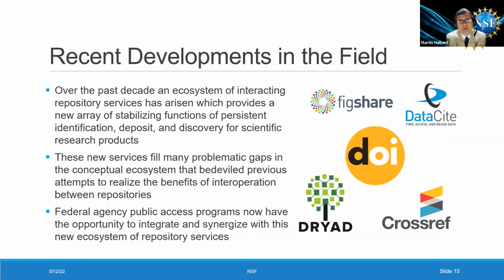Let me highlight just a few developments that I think are very interesting in the field and that are examples of things that agencies can coordinate around over the past decade in this emerging ecosystem that I've been describing, that we in the Office of Advanced Cyberinfrastructure have been concerned with and interested in fostering. There is this amazing new array of not only federally funded programs, but independent repository services, which have acted in a very interesting way as a new category of stabilizing functions for persistent identification, deposit, discovery, all sorts of functions that fill a variety of gaps in this ecosystem that have bedeviled previous efforts to foster interoperation between repositories. I think there's a great opportunity for federal agencies to collaborate in maximizing the use of the different components of this emerging ecosystem today. And I hope that we can discuss those things.